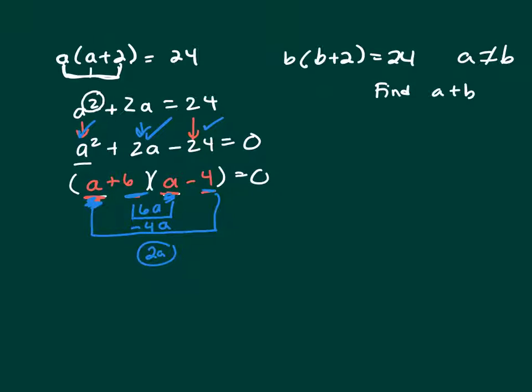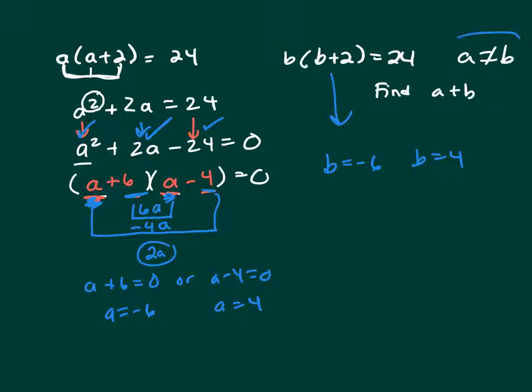Now we've got it factored correctly. We've got A plus 6 times A minus 4 equals 0. How can you multiply two things together and get 0? That means one of them must be 0. So A plus 6 is 0 or A minus 4 is 0. And solve these linear equations. A is negative 6 and A is 4. And of course you're going to get the same thing for B. You're going to get B equals negative 6 and B equals 4.